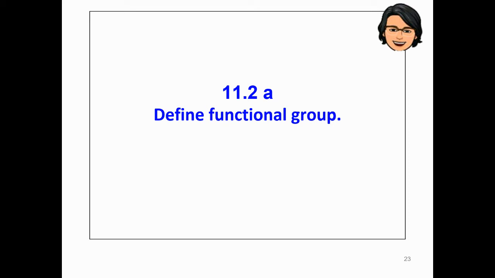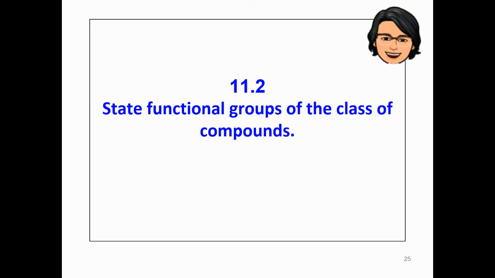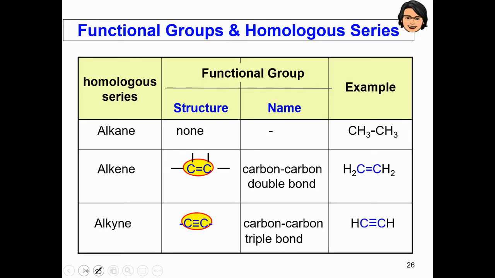Okay, first of all, let us define what a functional group is. A functional group is an atom or group of atoms in an organic molecule which characterizes the molecule and enables it to react in a specific way. Thus, it is the functional group that determines the chemical properties. Second, it states the functional group of the class of compounds.